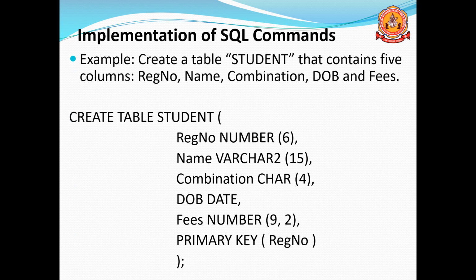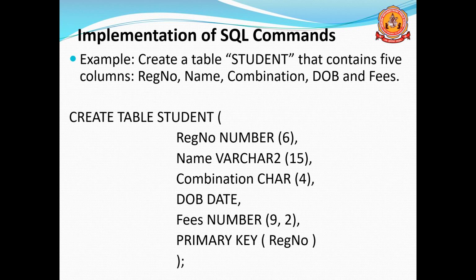The name length will be more, so we can use varchar2 of 15. Combination: PCMB, PCMC we normally use. So characters are enough. Like that we are using BSBA also. So char of 4 is enough. The next one is DOB, date of birth. For that, the data type I specified here is date.